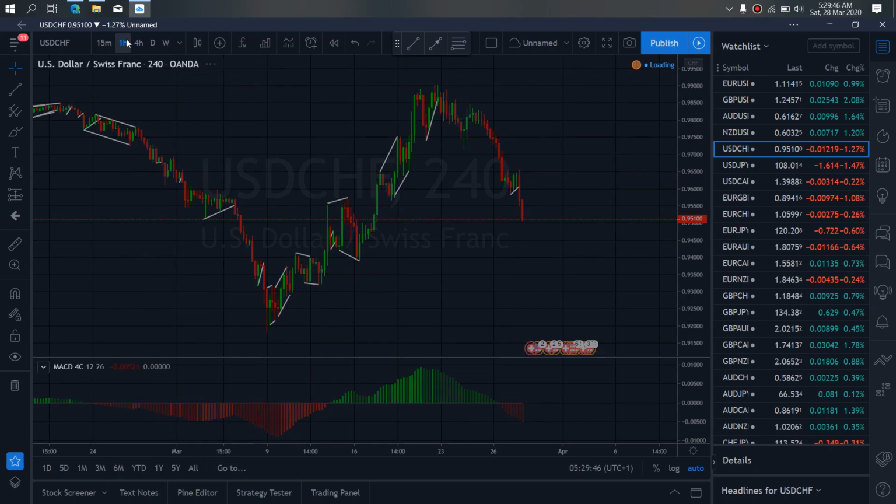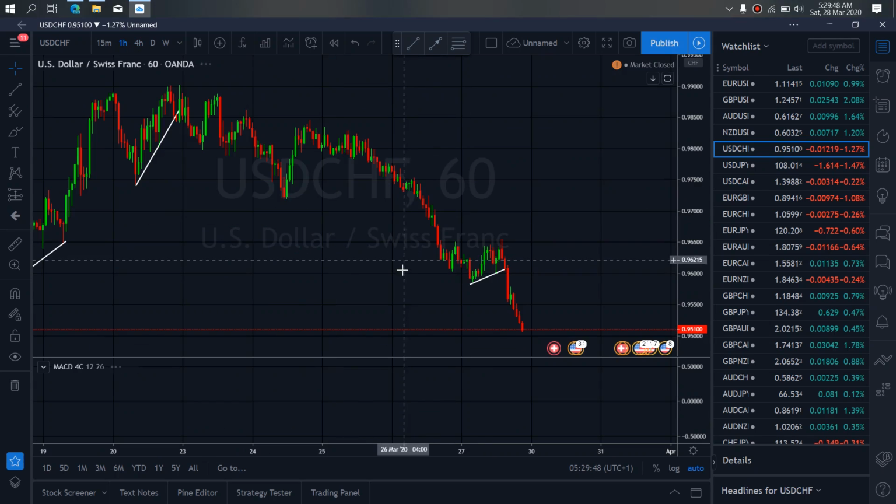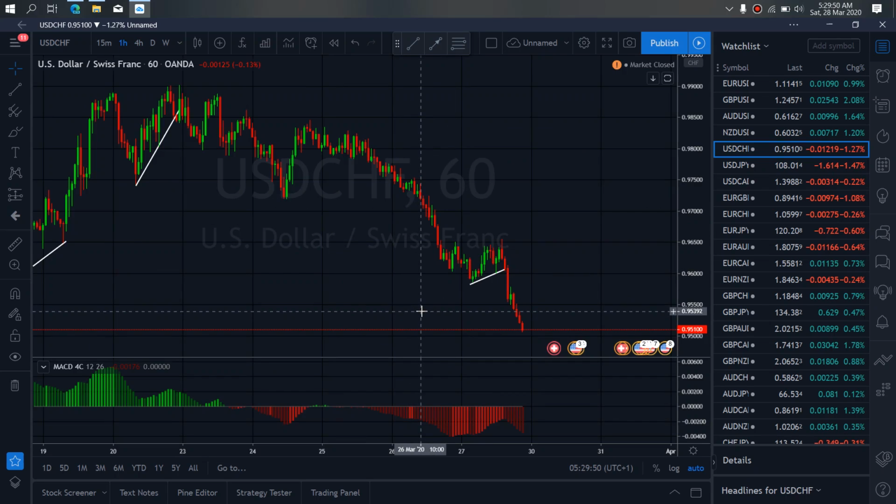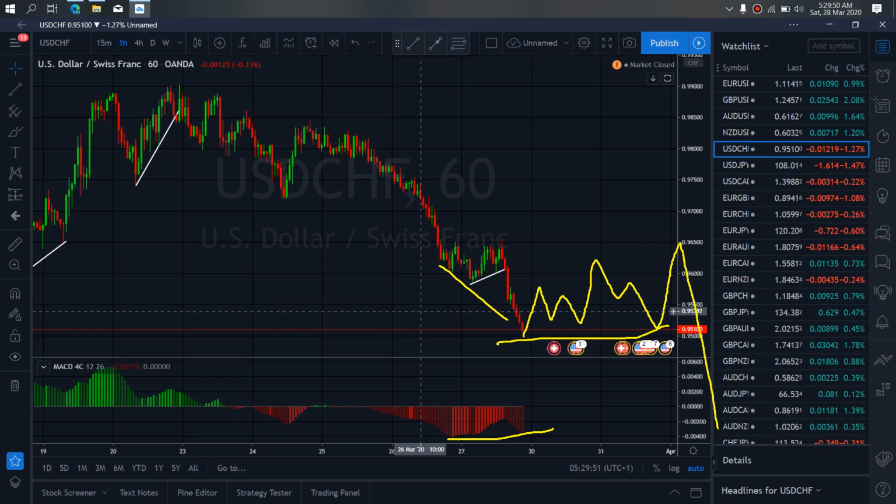We zoom to the 1-hour time frame on dollar Swiss. On the 1-hour time frame, we see there is a divergence between these lows and these lows, which tells us that this will soon pull back upside with the correction we are expecting for more downside to come through. So I want to watch out for this corrective structure this week on dollar Swiss.